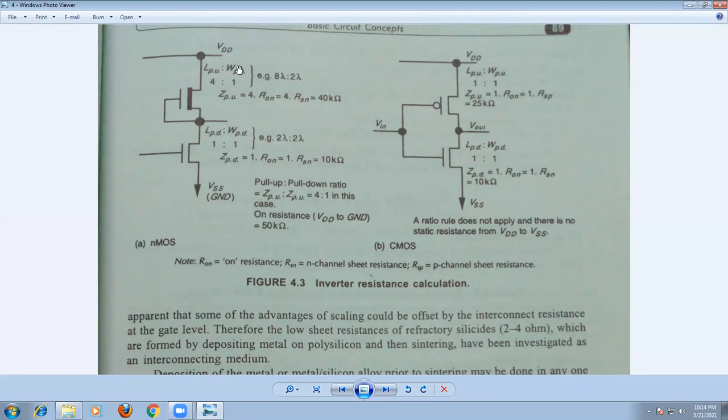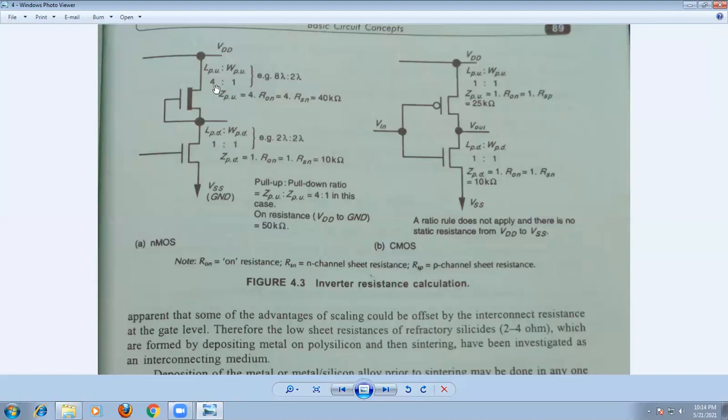Now let us consider the NMOS inverter whose pull up to pull down ratio is 4:1. That indicates that Z pull up is equal to 4:1 and Z pull down is equal to 1:1. So totally the pull up to pull down ratio is again equal to 4:1. That is the total inverter circuit whose pull up to pull down ratio is equal to 4:1.